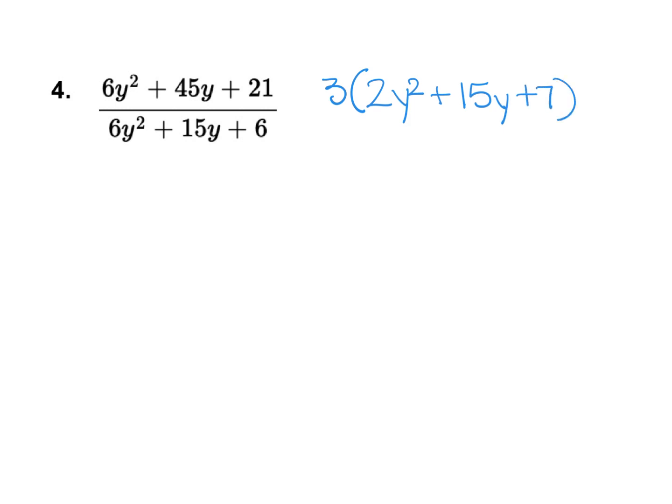All right, let's do that on the bottom as well and see what we get here. We're going to see 6 won't go into everything. However, 3 does go into all 3 of these numbers. So we have 3 times 2y squared. 3 goes into 15y 5 times. And then 3 goes into 6 2 times. All right, so it looks like we're going to have to factor some more.